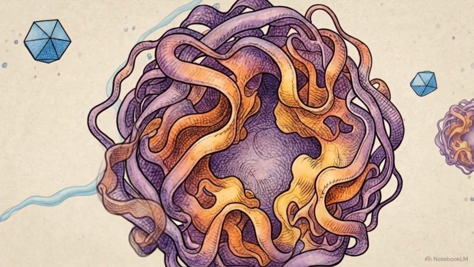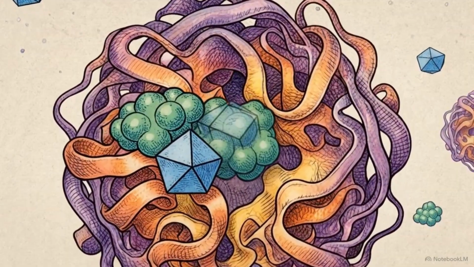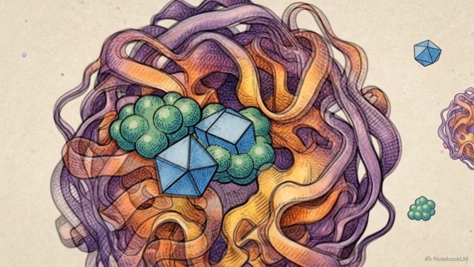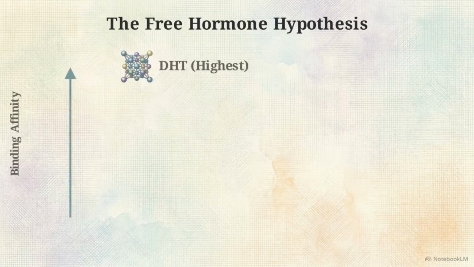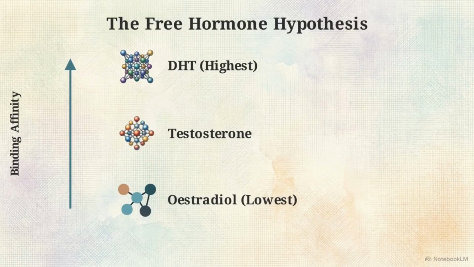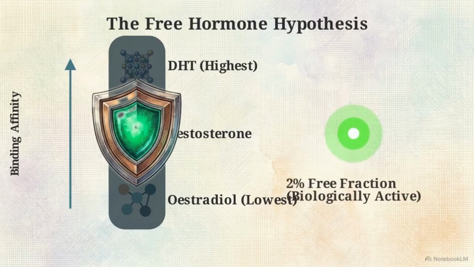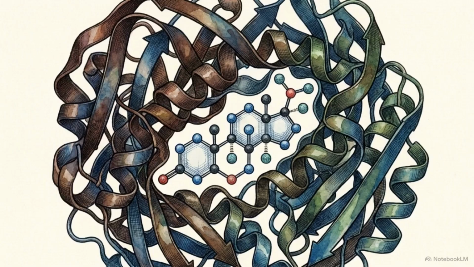The liver synthesizes sex hormone binding globulin, or SHBG. This is an active regulatory protein that captures and envelops circulating androgens. The binding hierarchy shows DHT at the very top with the highest affinity, followed by testosterone and estradiol at the bottom. This establishes the free hormone hypothesis. Any hormone bound to SHBG is biologically inert. Only the unbound fraction, roughly 2%, is active. Because DHT possesses the highest binding affinity, it is the most tightly sequestered hormone in a healthy metabolic state.